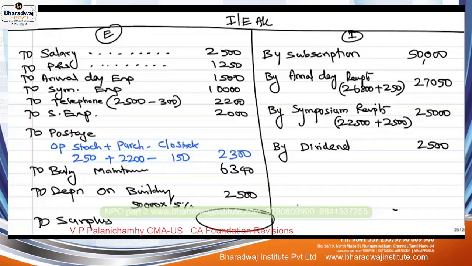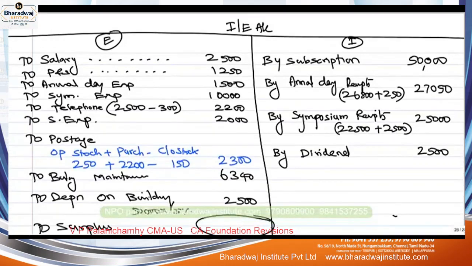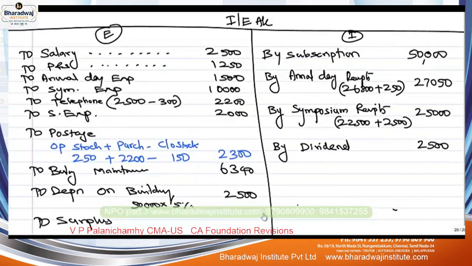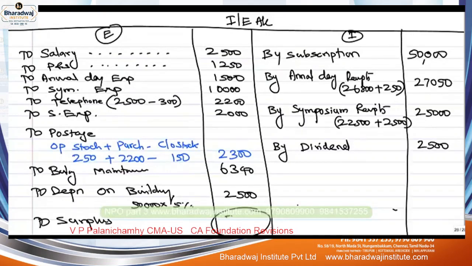Are you getting the points? Annual receipts: ensure that the 250 yet to be received is added. Symposium receipts yet to be received, you have to add and show. Dividend is an income. Salary, printing and stationery, annual day expenses, sundry expenses, there will be no problem. Telephone paid in advance, minus it.